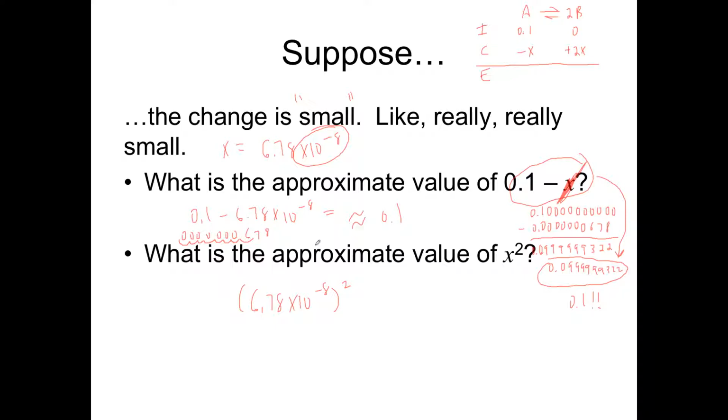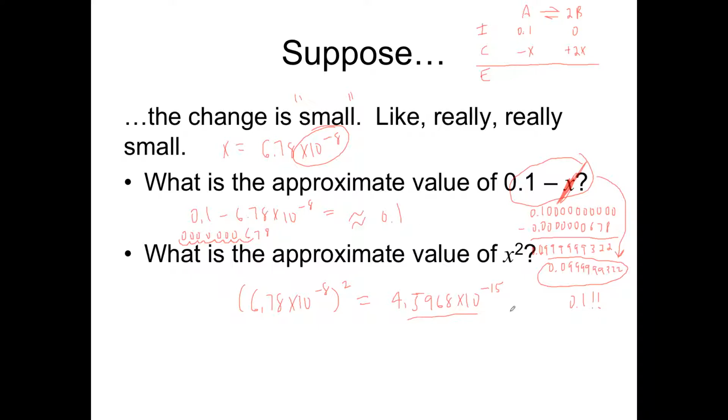Okay, 6.78 times 10 to the minus 8, squared. My calculator is very slow. So that's 4.5968 equals 4.5968 times 10 to the minus 15. It's another small number, okay?